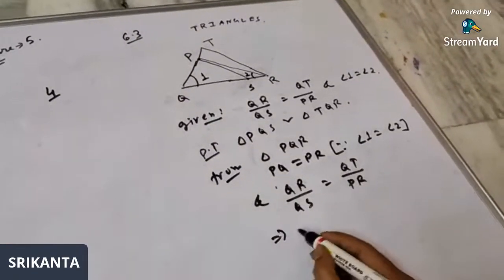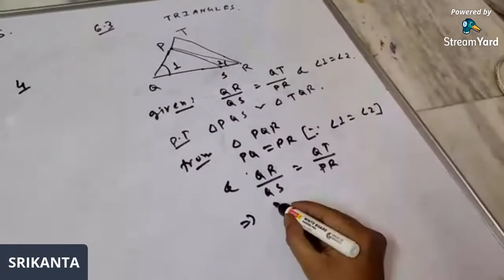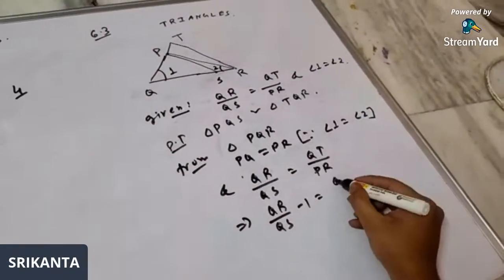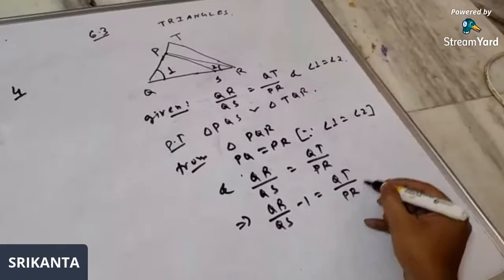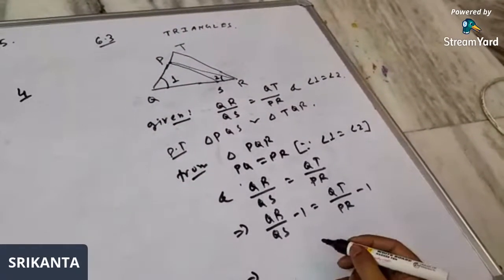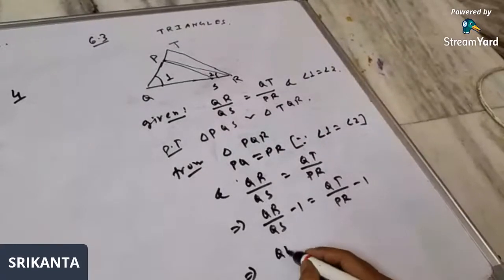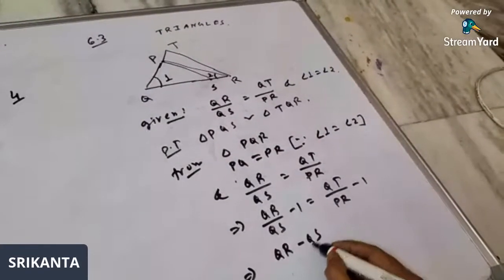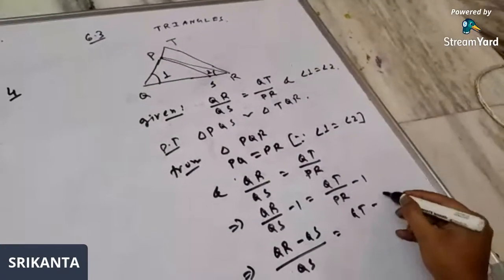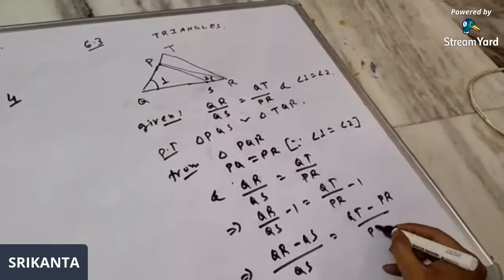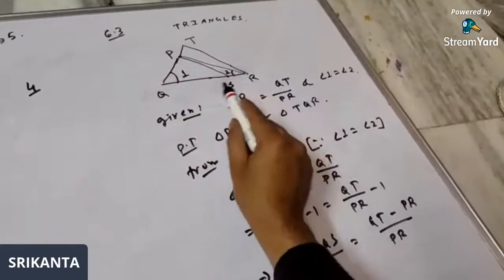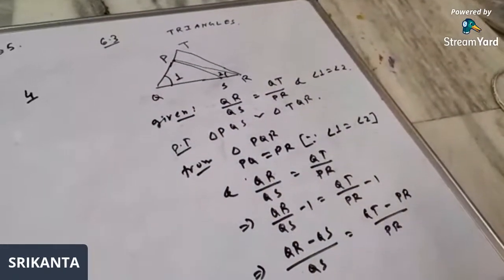Now what we are doing is subtracting 1 from both sides. So QR by QS minus 1 is equal to QT by PR minus 1, right? So why are we doing that? As you can see, if I am able to prove that QR minus QS by QS is equal to QT minus PR by PR, as you can see, QR minus QS will become SR. Clear?